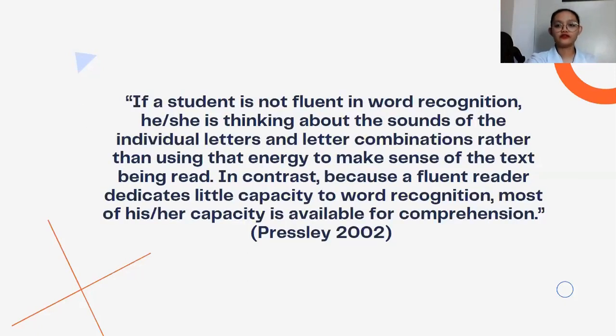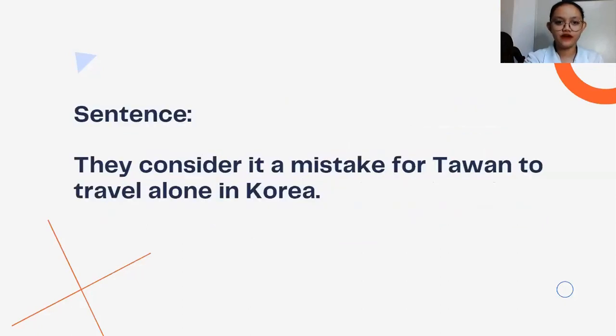So after knowing the meaning of sight word knowledge deficit, we are now going to proceed to our lesson proper. I have here a sentence. The sentence is, they consider it a mistake for Tawan to travel alone in Korea. So what do you think will be our sight word for today? I will read it again. They consider it a mistake for Tawan to travel alone in Korea.